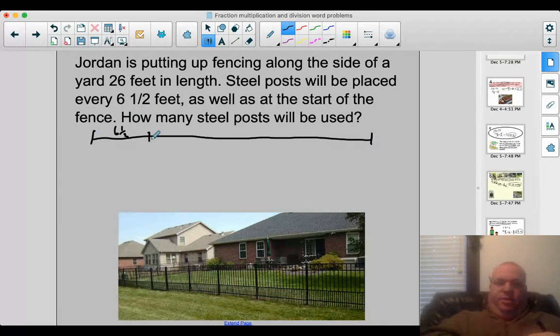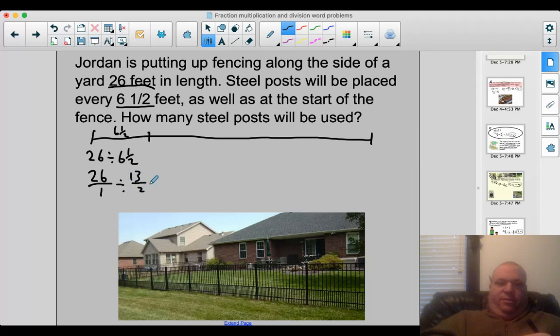So again, on this one, we're given the total length of the fence, which is 26, and we're given how big each section is. So this is another division problem. We're doing 26 divided by 6.5. So how many sections this size can fit into this? So I'll make both of these fractions, 26 over 1, divided by, make this improper, 6 times 2 is 12, plus 1 is 13, 13 halves.